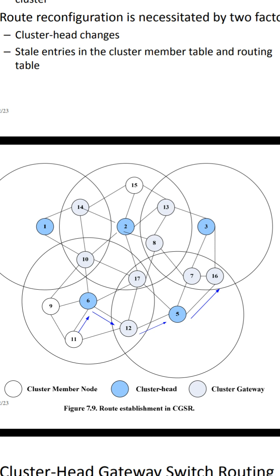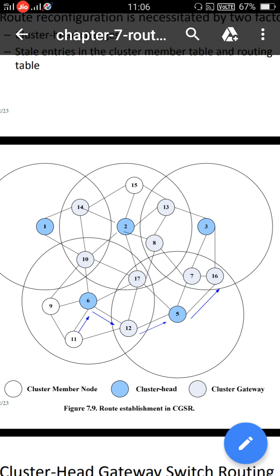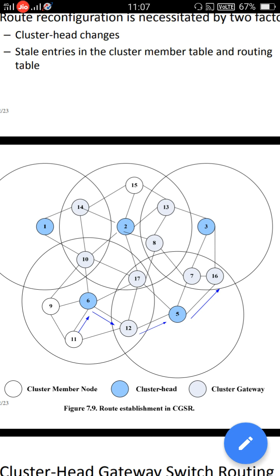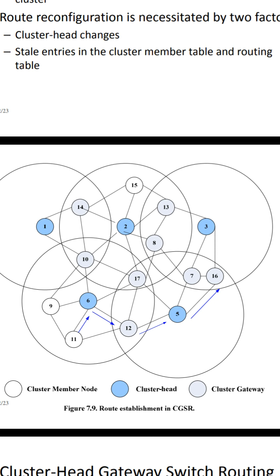The functionality of the cluster head is to maintain all the nodes within that cluster. Here the cluster means a circle. The whole network can be divided into different clusters, and each cluster can be denoted as one big circle. Within that cluster there are three kinds of nodes: cluster head, cluster gateway, and cluster members.